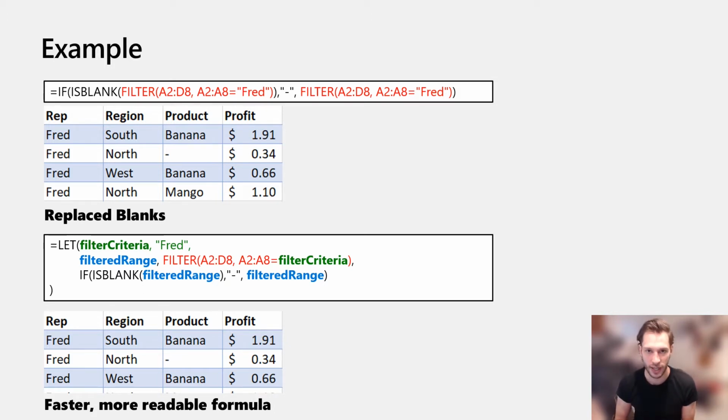We're just doing an if check to say, hey, is there a blank cell in that filtered range? If there is, replace it with the dash. Otherwise, just return the value from the filtered range. So I would argue at the end you get a faster, more readable formula, and hopefully this illustrates some of the benefits of LET.